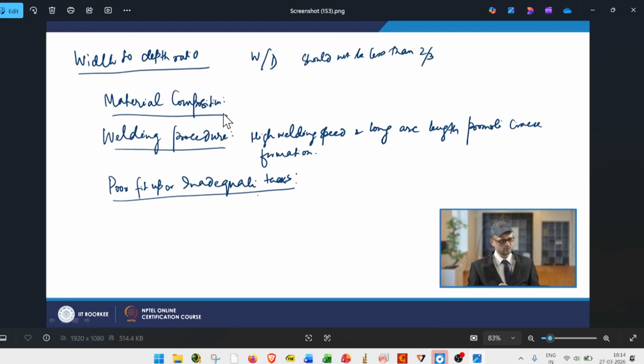And metal composition: if the metal has hardenable elements, crack propagation will be much higher in those cases. And welding procedure: if we do high speed welding and a longer arc length, crack formation is much more prominent. And poor fit up: if we do not do the fixing and so on properly, it also results in crack formation.